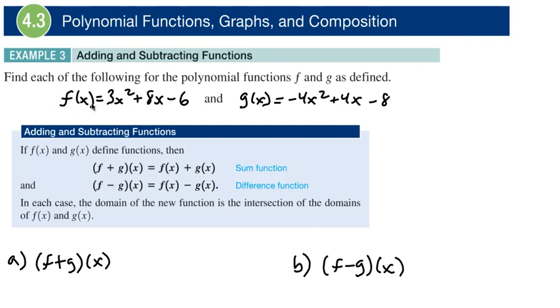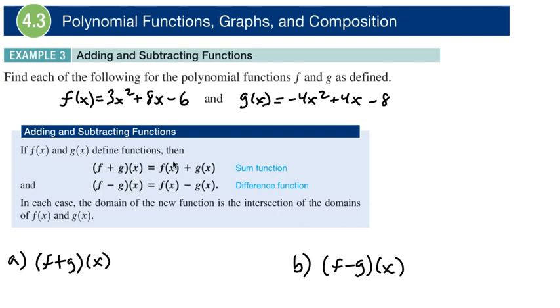So f of x, this is the way we call this, f of x is equal to 3x squared plus 8x minus 6. So we're going to take this function right here, and we're going to do something with the other function g of x, which is negative 4x squared plus 4x minus 8. Now I have a few rules right here. It's pretty simple in what this means.